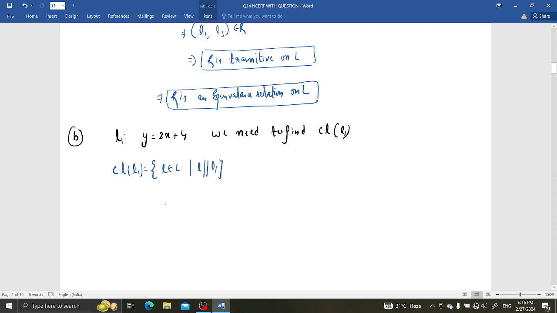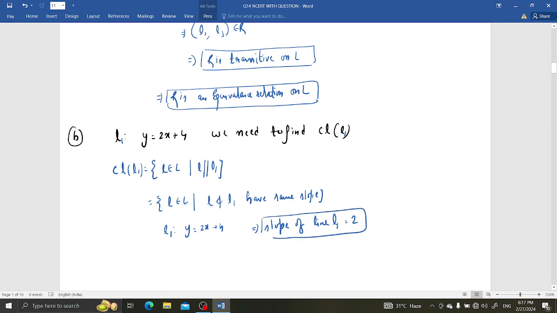Okay, recall, if L is parallel to L1, what do I need to write here? L belongs to L, and L and L1 have the same slope. If they have the same slope, now listen, L1 is of the form y equals 2x plus 4, which implies the slope of line L1 equals 2.